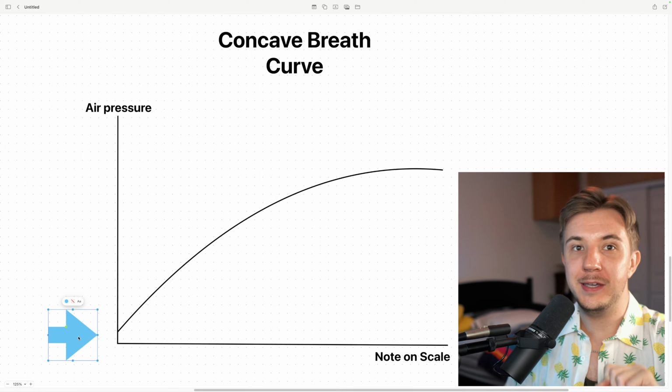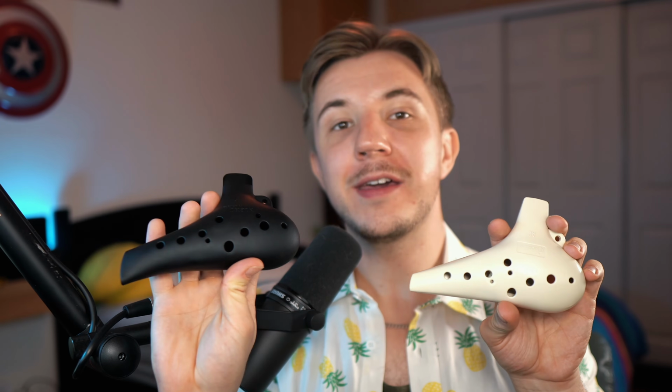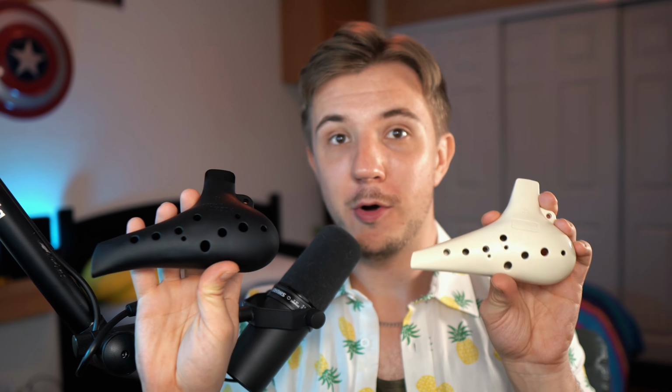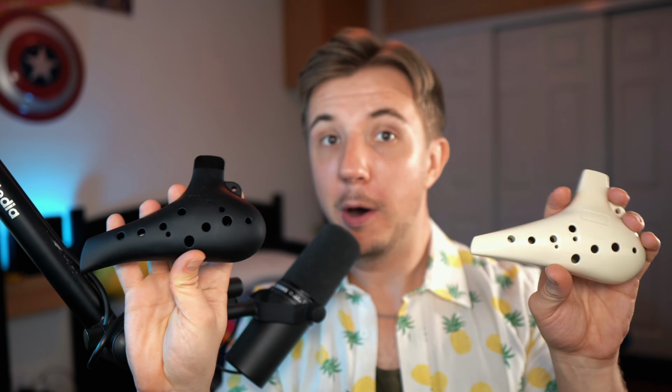It just might not be beginner friendly, which is one reason why, as much as I love the Knight by Noble, I think I recommend the Miracle M a little bit more for beginners, because this one has a linear breath curve, whereas this one is concave. Both amazing ocarinas. This one's just a little more beginner friendly.